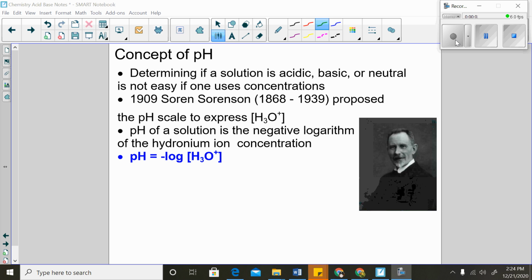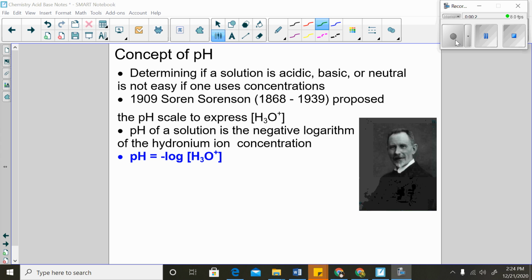This is Chemistry, Unit 14, Acids and Bases. Here we'll look at the concept of pH. Determining if a solution is acidic, basic, or neutral is not easy if one uses concentrations.